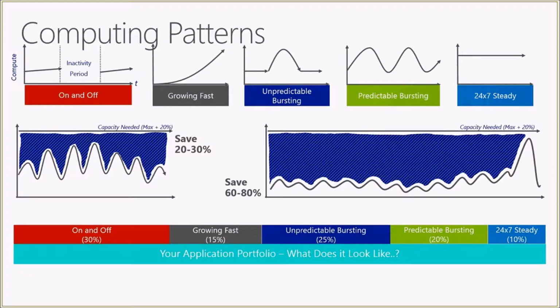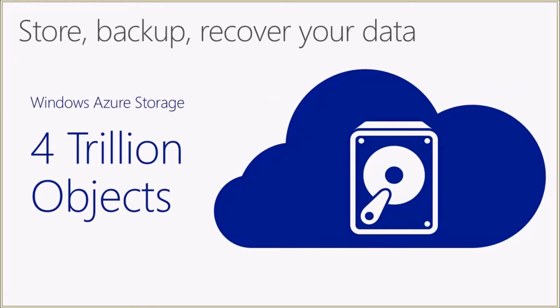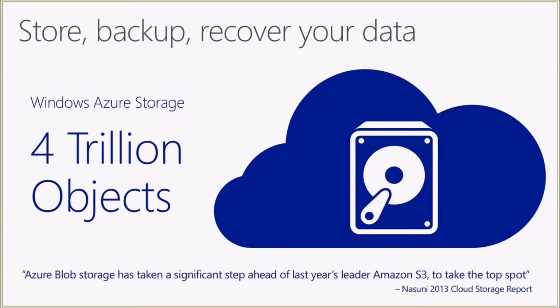So now we're going to have a look at storage in more detail. We currently have 4 trillion objects within Windows Azure, a mass amount of data. And there was an independent report done by Nasuni at the end of 2013 that looked at the top cloud vendors, Amazon, Rackspace, and rated the speed of read and write to data, and Azure actually led that. They surpassed Amazon. And if you're interested in that report, let us know and we can provide that to you.